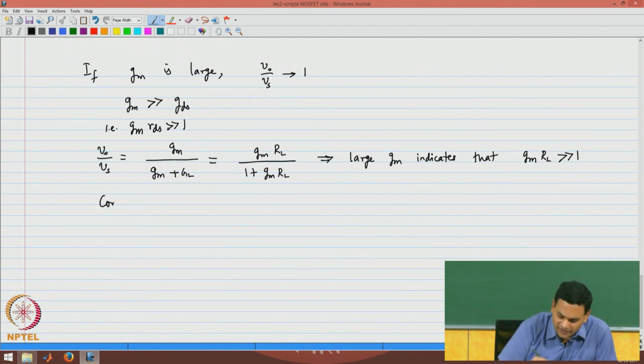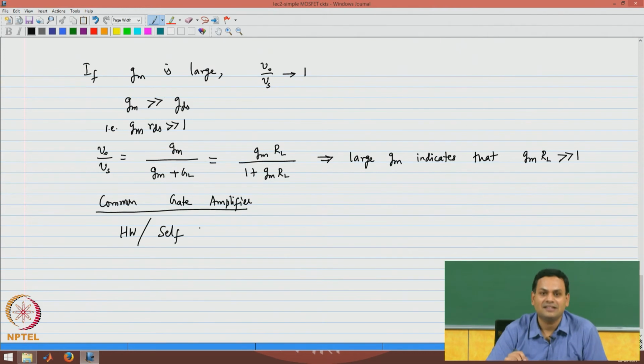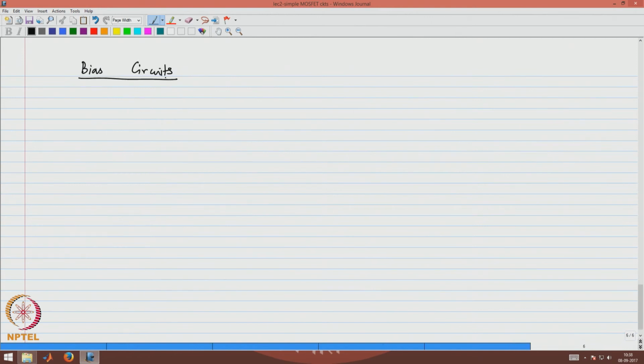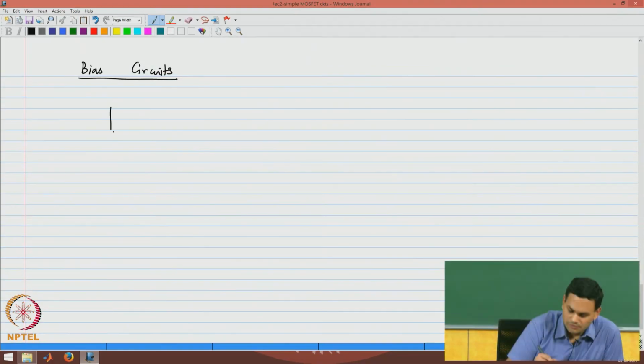Similarly, there is a third circuit called the common gate amplifier. I leave the analysis of this circuit as an exercise for the viewer. Next, before going forward, let us look at some simple bias circuits using MOSFETs.